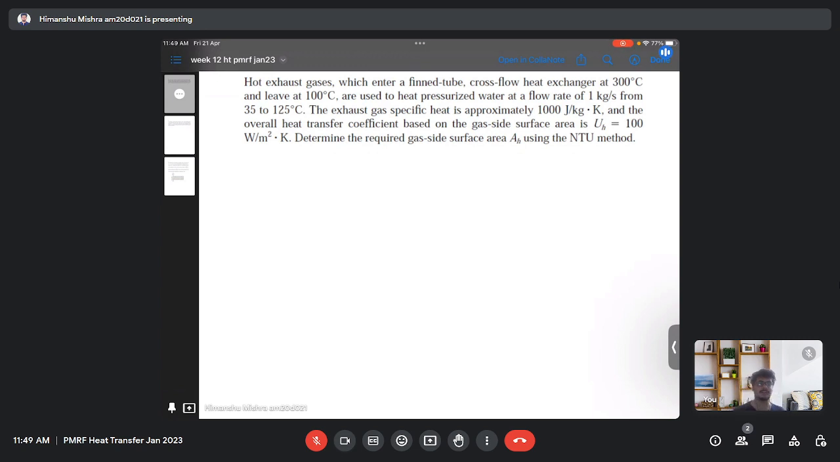We are given all the inlet and outlet temperatures of both fluids, so we can easily calculate the maximum heat transfer as well as the actual heat transfer. Once we have the actual and maximum heat transfer, we can calculate the effectiveness. Once we get the effectiveness, and we already have the heat capacity ratio, from the graph we can calculate NTU, which we have done in the first question.